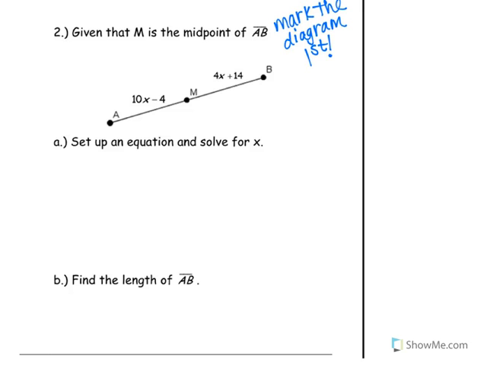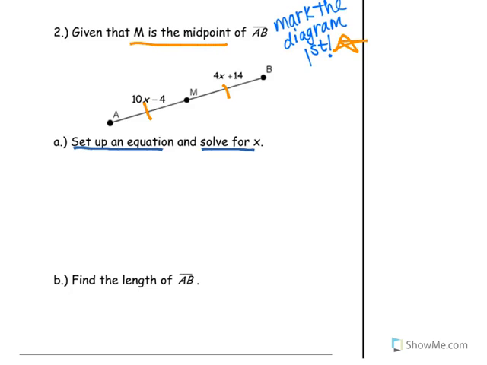Alright, so now we're going to apply this and do a little bit more challenging problem. We're given that M is the midpoint of AB. And notice this note right here. It says mark the diagram first. Right away we know if M is the midpoint, that it bisects AB, that it's making 2 congruent segments. Let's look at question A. It's asking us to set up an equation and to solve for x. This is new. We haven't done this yet.